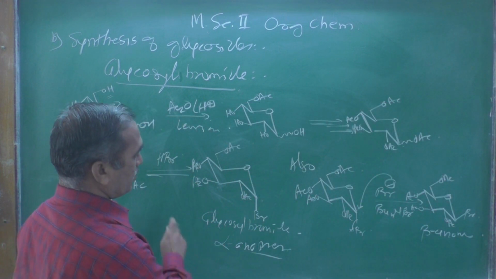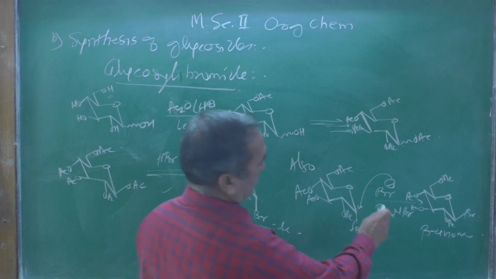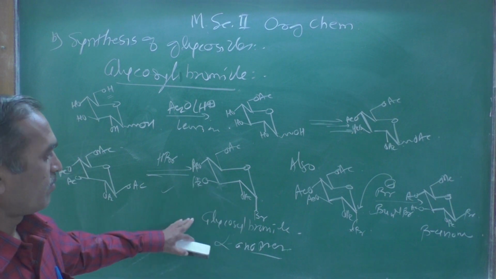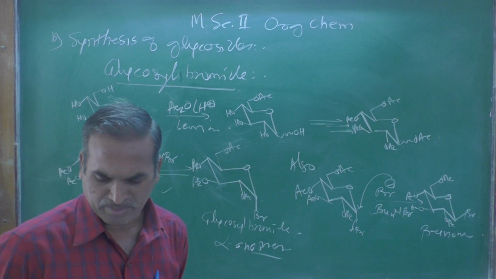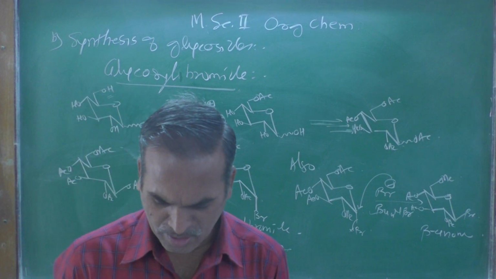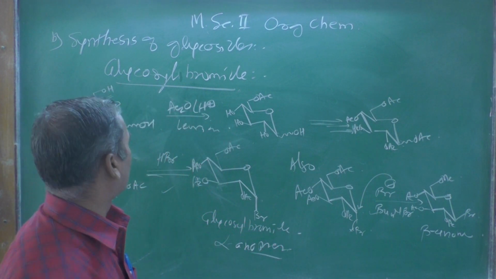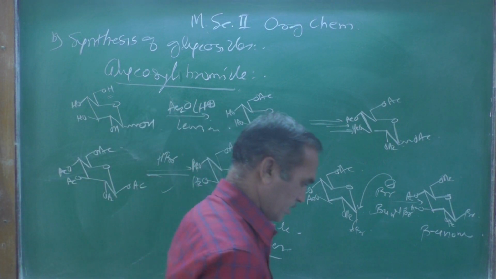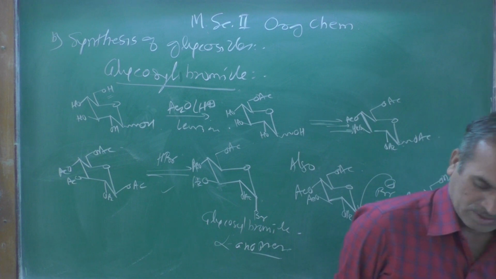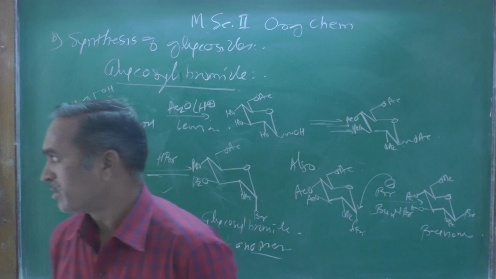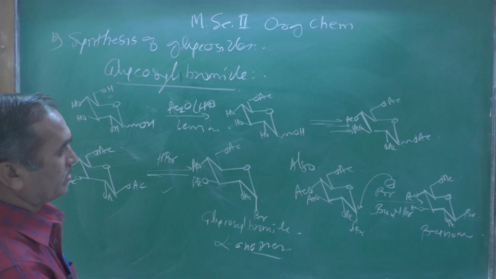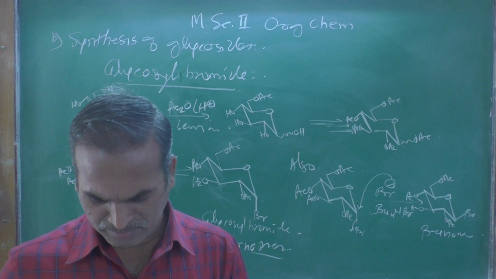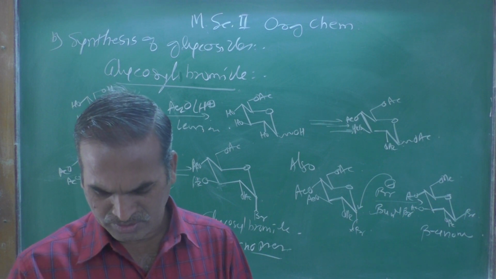So how we are getting alpha, how we are getting beta, you have to remember over here. From alpha we can easily make beta. And once you get the glycosyl bromide, many reactions can be carried out with this compound, so that we will get different types of reactions over here.